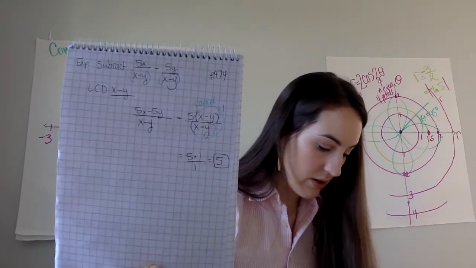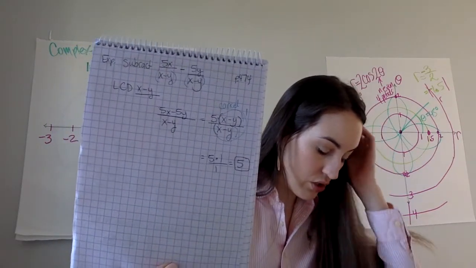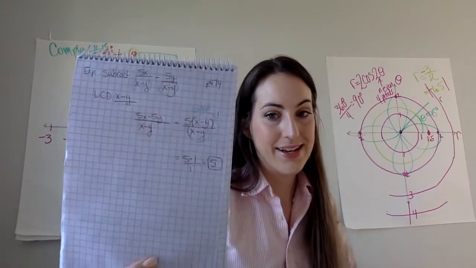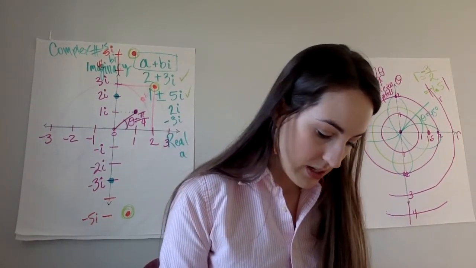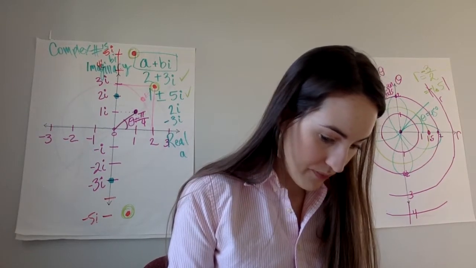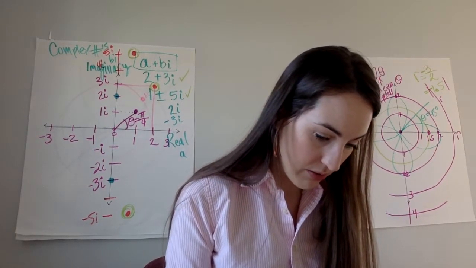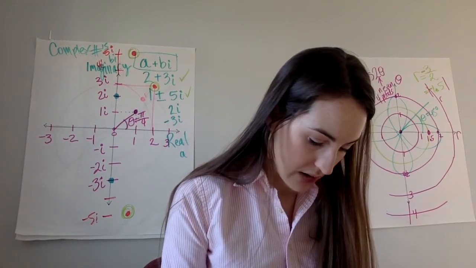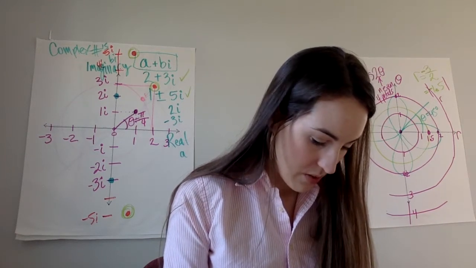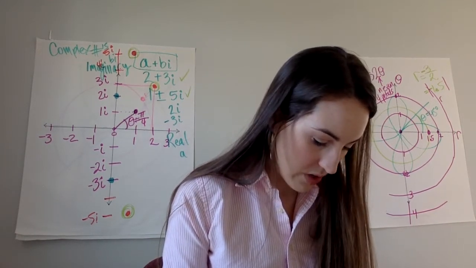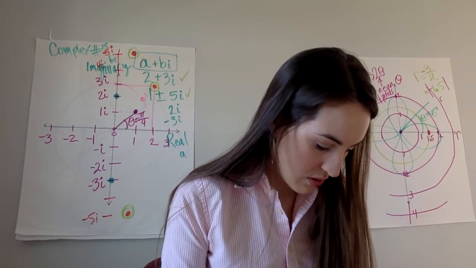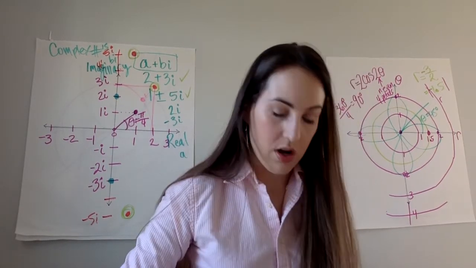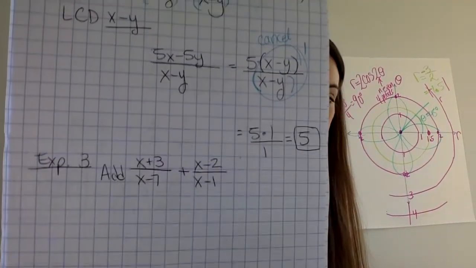We're going to try another example here. We're asked to add two fractions, and there's a bunch of binomials in them. So this is example 3. We're still on page 474. So you are asked to add, we have an x plus 3 all over an x minus 7. You're adding that to an x minus 2 all over an x minus 1. Copy that into your notes.